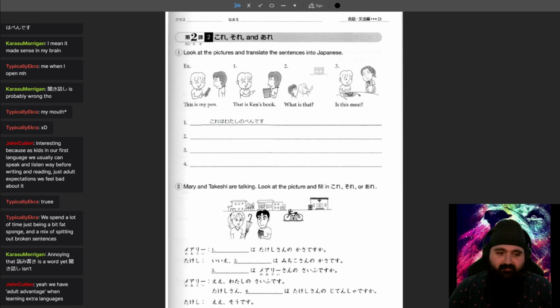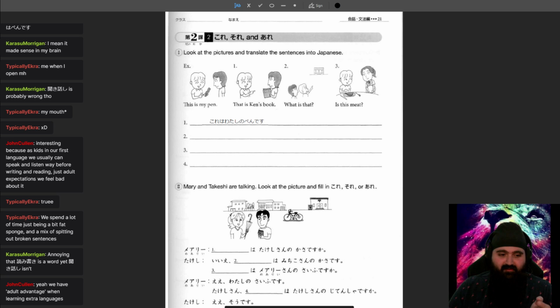Feels bad, man. We spend a lot of time just being a big fat sponge and spitting out broken sentences. It's annoying that yomikaki is a word, yet kiki hanashi isn't. I'll even read it as if it is a word, kiki hanashi, because it makes sense, right? Yomikaki is the noun form: yomu, to read, kaki, to write. Reading, writing. But kiki hanashi probably doesn't exist.